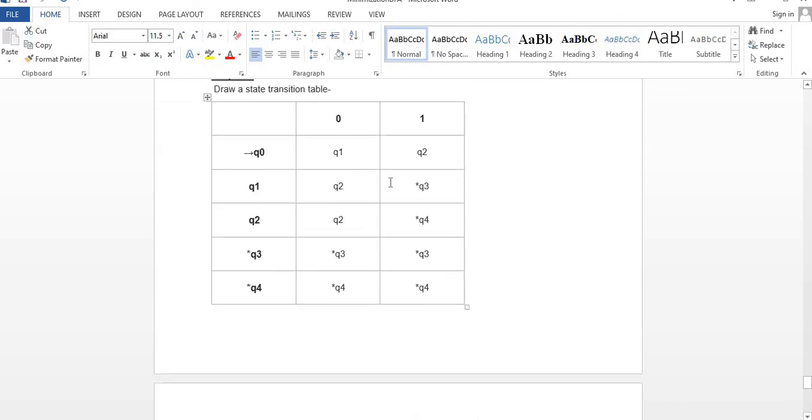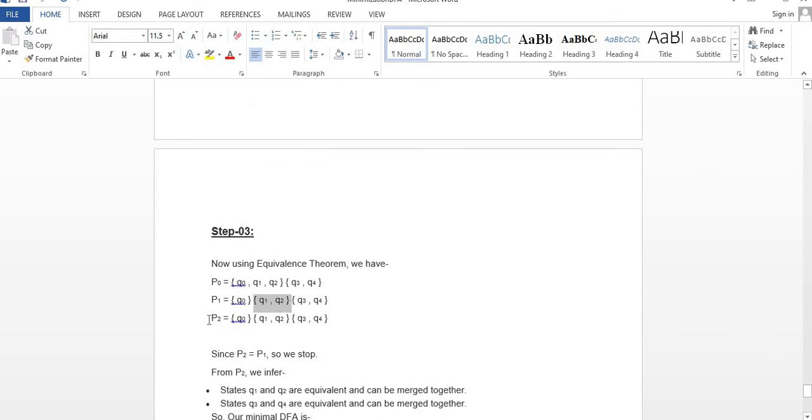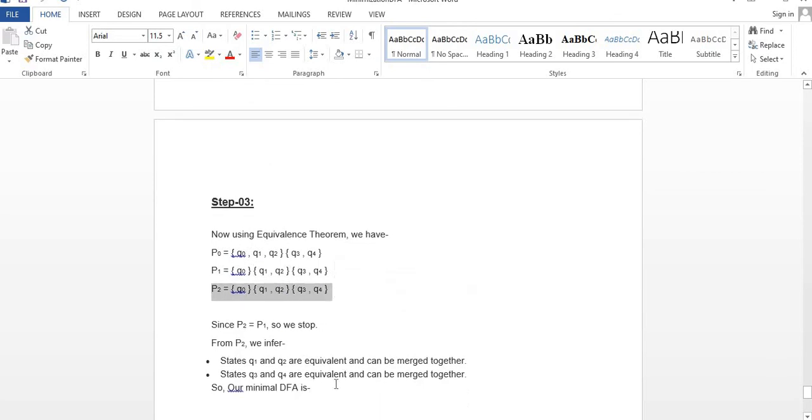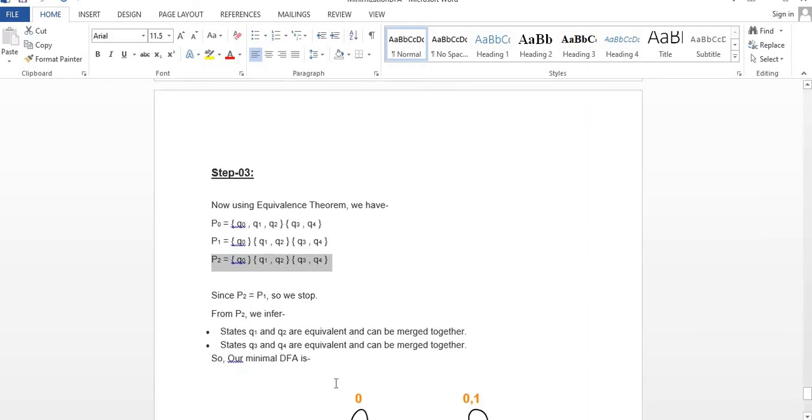Now any other similarities? No, there are no other similarities. The next states will be the same. So P2 is equal to P1, and we stop this process. From P2 we infer that states Q1 and Q2 are equivalent, so they can be merged together. States Q3 and Q4 are equivalent and can be merged together.